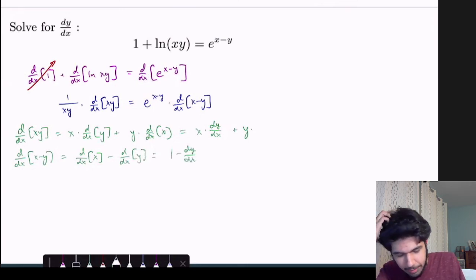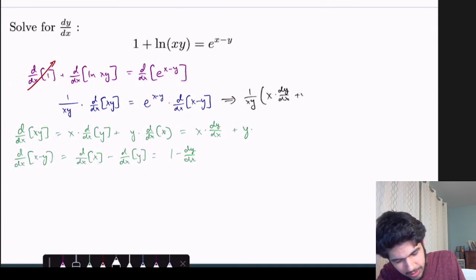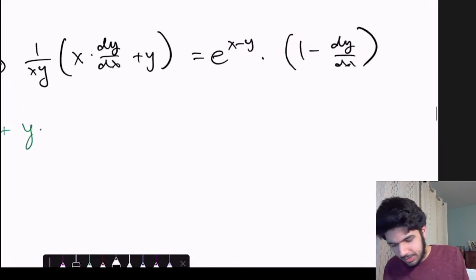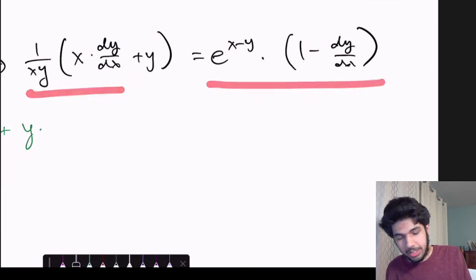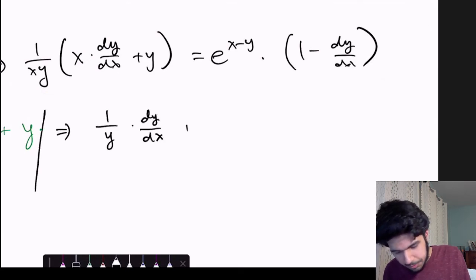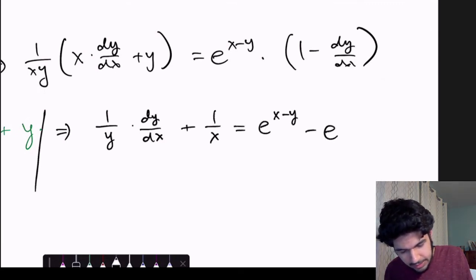So now we can substitute that back into our top equation. We get 1 over xy times x times dy dx plus y. And on the right hand side we have e to the x minus y times 1 minus dy dx. And we're trying to solve for dy dx, so let's try to do that here. Let's do a little bit of distribution and then isolate for the dy dx terms. So this becomes 1 over y times dy dx plus 1 over x equals e to the x minus y minus e to the x minus y times dy dx.